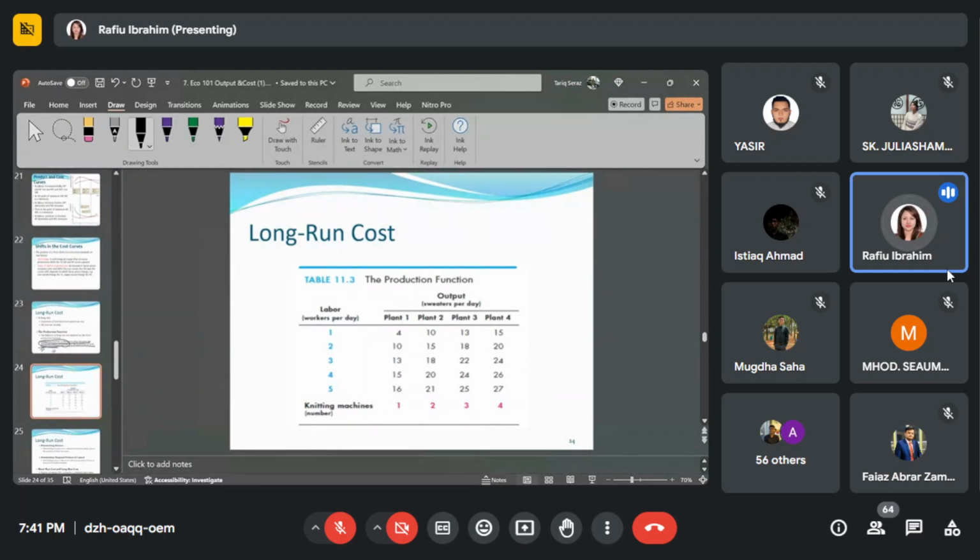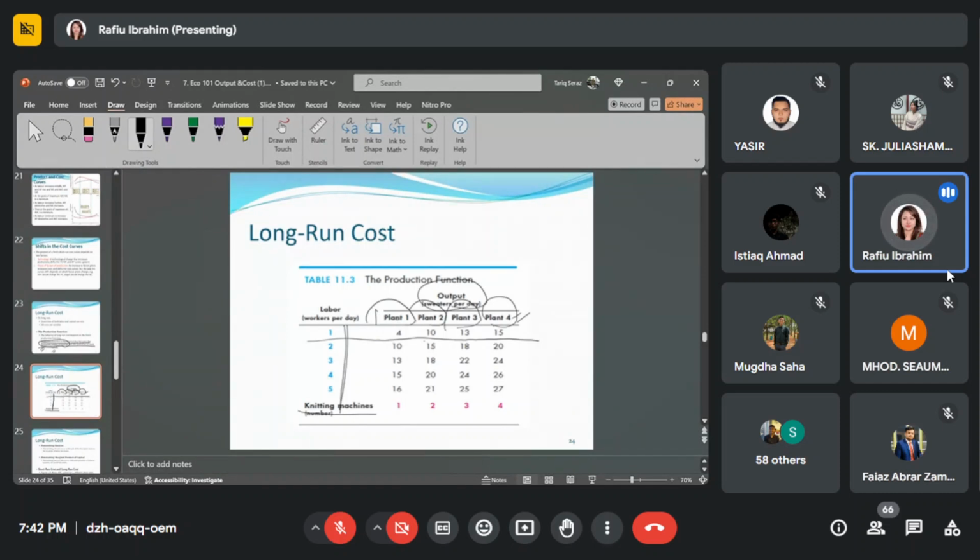Now, let's have a look at a long run scenario. This is an example of a knitting factory, a garment factory that produces sweaters. If you look at the first column here, these are the numbers of laborers. As you can see, as we move down, the number of laborers increases. And on my right, we can see the output produced by these laborers, okay? In addition to the labor, now we can also see the plants. So plant one, plant two, plant three, and plant four represent the number of knitting machines, okay? In this knitting factory, there are options for deploying one machine, two machines, three machines, and four machines. All right.